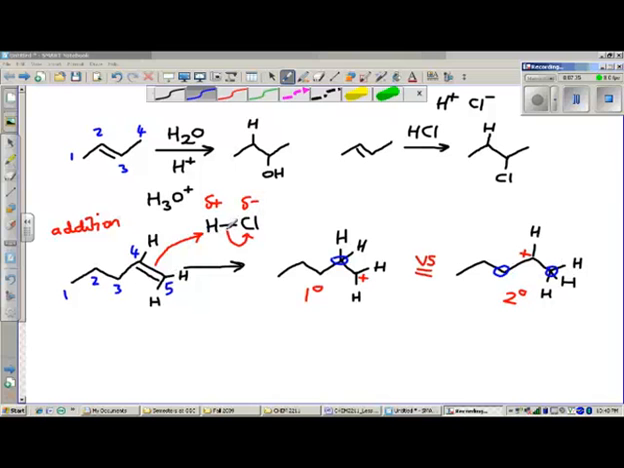Now, the other way to describe Markovnikov's rule is that when a hydrogen adds to a double bond, it adds in such a way as to form the most stable carbocation. In this case, secondary is more stable than primary. Okay? So those are 2 different ways of describing this thing called Markovnikov's rule.